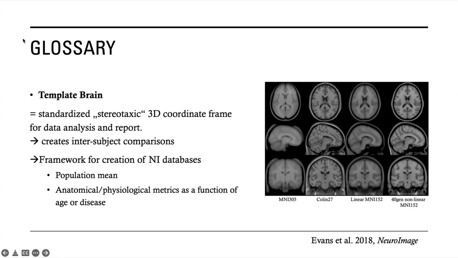So just to keep everyone on the same track, there's the template brain, which is the standardized stereotaxic coordinate frame for data analysis and reporting, as I told you in the lecture before. And this is a framework for the creation of those neuroimaging databases. And it helps to calculate a population mean. So the common characteristics of a brain over a huge population of acquired images.